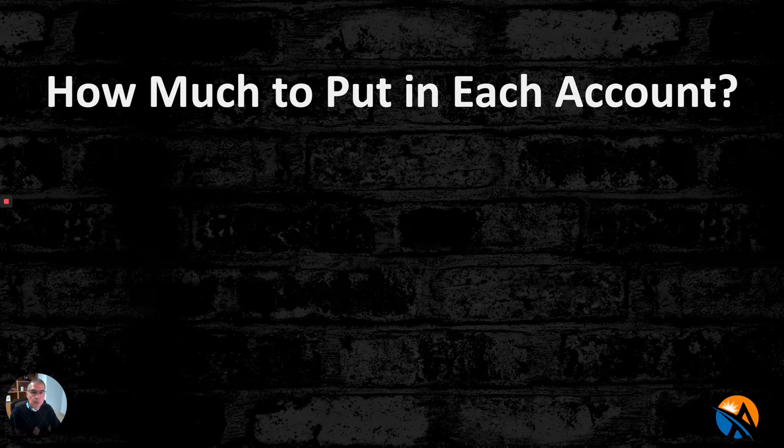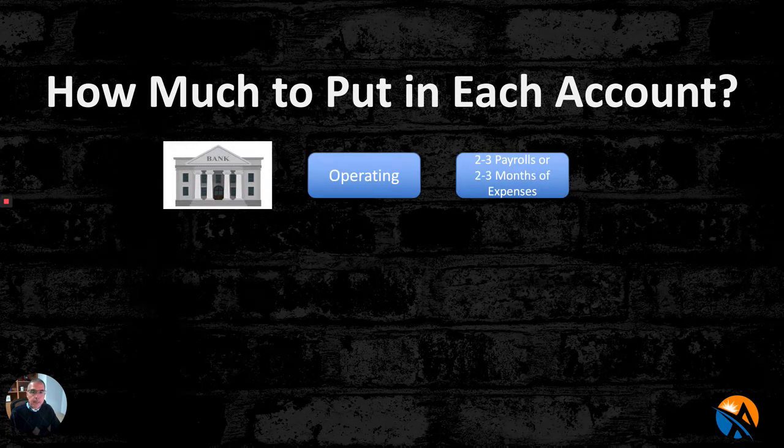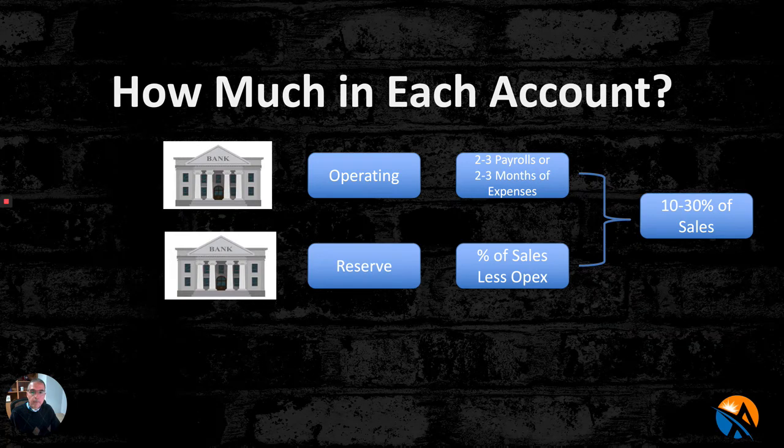So the question is, okay, that sounds great, but how much money should I put in each account? What I recommend as a rule of thumb for your operating account is 2 to 3 payrolls or 2 to 3 months of expenses. That really depends on how your business is structured. Do you have a lot of payroll or not? And then I would have a reserve account. What I would do is take a look at your sales for the last 12 months and multiply that by a percentage of between 10 to 30% of sales.